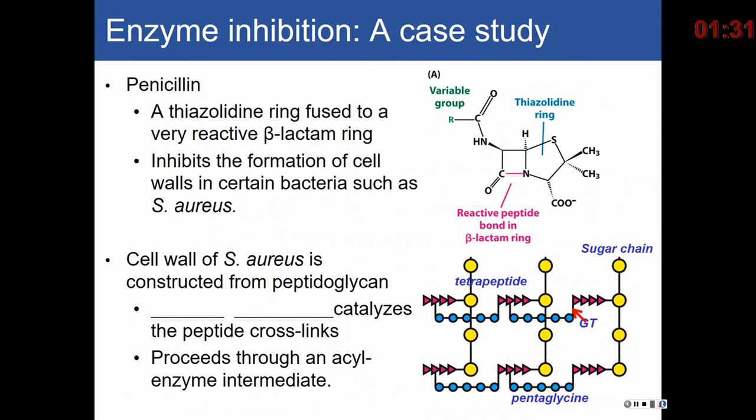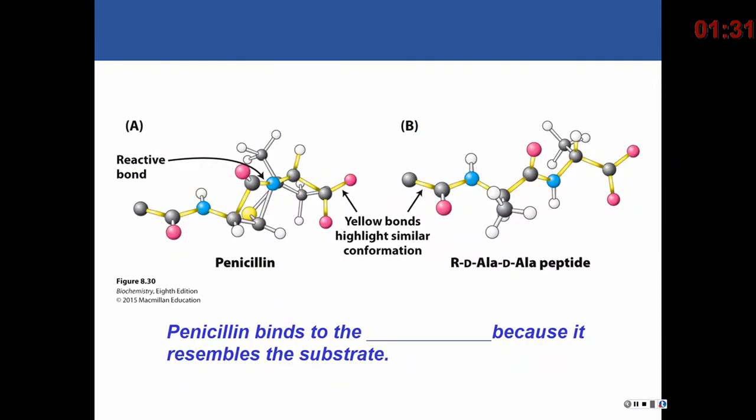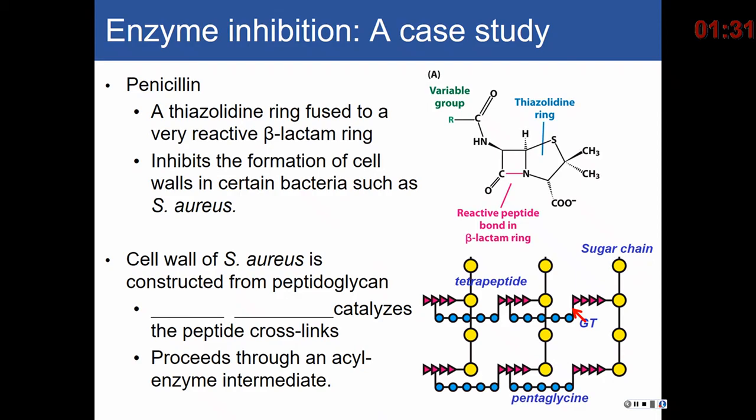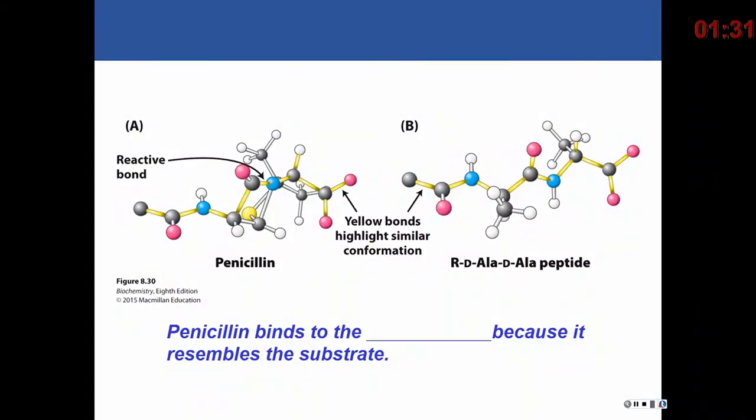Penicillin is another great one that we can think about. Again, we've talked quite a bit about penicillin. So here's our reactive peptide bond in the beta-lactam ring. And it's going to step in and prevent the sugar chain from forming by preventing the peptide cross-linking. And so it proceeds to the serine enzyme intermediate. And we can see that here. If you can answer these questions that I have in here that we're not going through, you're doing pretty good at learning about penicillin and understanding how it works as an inhibitor.